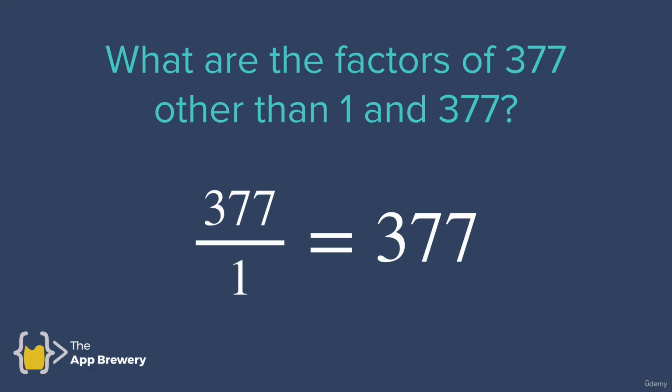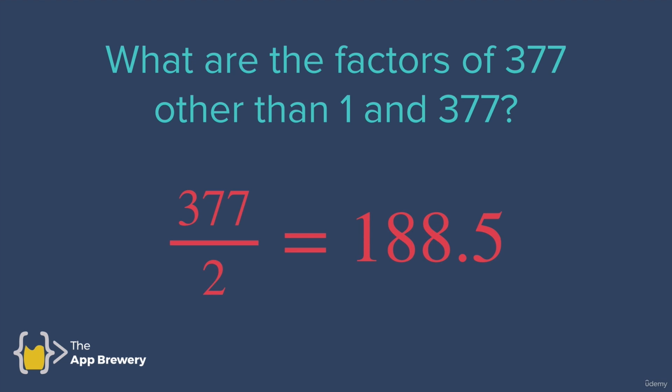Not only can you divide 377 by 1 and 377, but there's also two other numbers that you can divide it by. Now, it's your job to figure out what those numbers are. So what might you do? Well, you might divide it by 2. Okay, so that becomes 188.5. That's not a whole number, so 2 is not a factor. What if you divide it by 3? Well, that becomes 113.3 recurring, which is also not a whole number, so 3 is not a factor either.